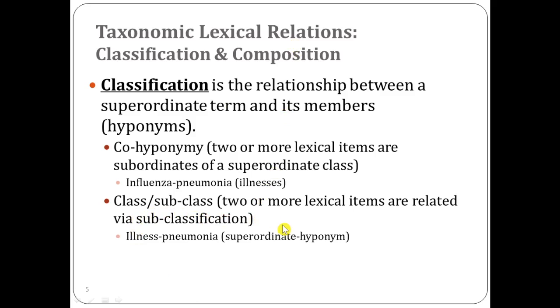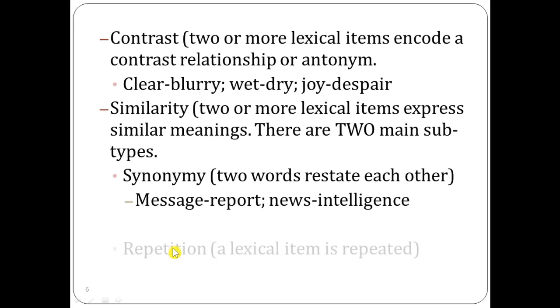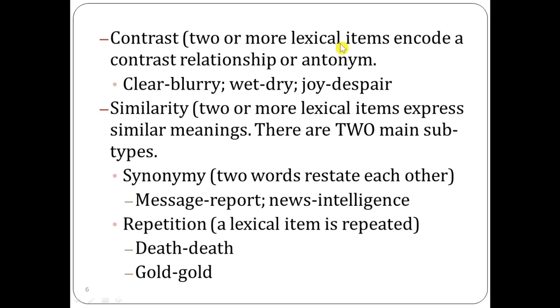Class or subclass: two or more lexical items are related via subclassification. For example, illness can be the superordinate, while pneumonia can be a hyponym of illness. Next is contrast. With contrast, we refer to two or more lexical items that encode a contrast relation, or antonymy, like clear and blurry, wet and dry, joy and despair.